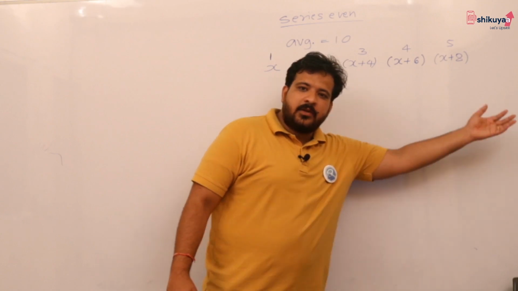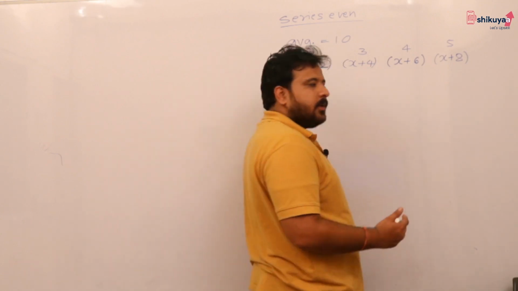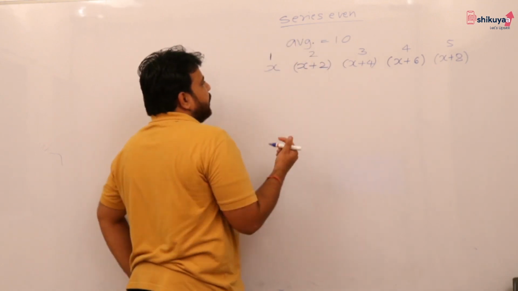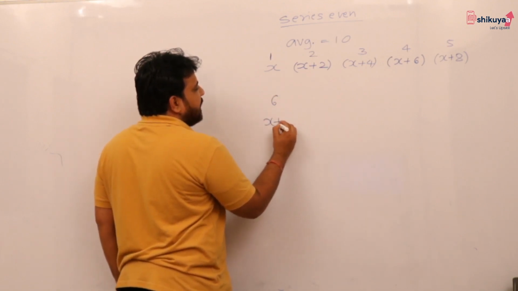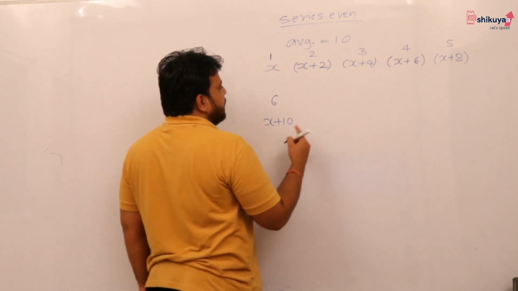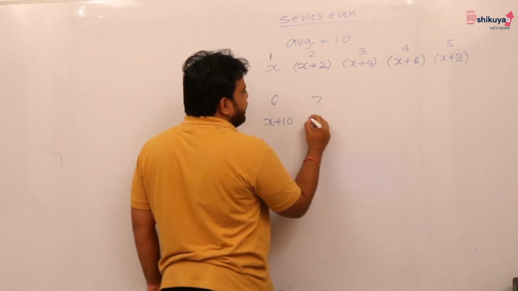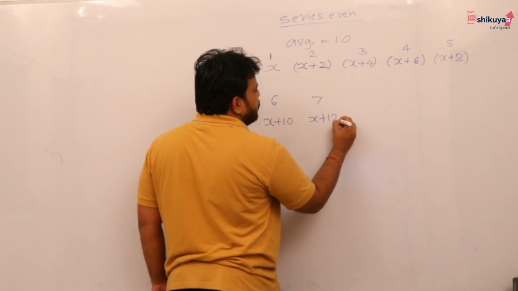Can I write to the extreme right? Okay, I will write the next term below. What is the sixth term? The sixth term will be x plus 10. And the next, that is the seventh and the final term, is x plus 12.